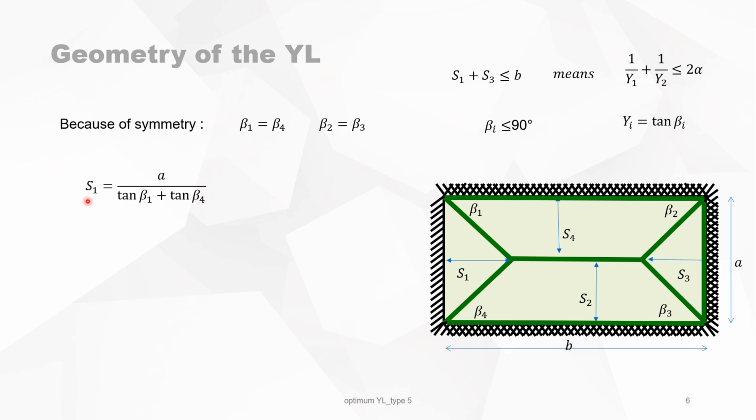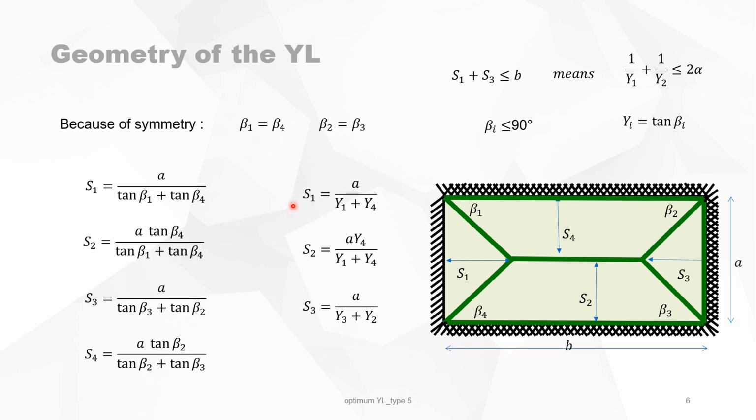So now what do we have? We have the formula that we have seen on the previous slide. We fill in the symmetric conditions, and we find S1 is A divided by Y1 plus Y4. So we continue. This is still a general formulation, but on the next slide we will see it together with those conditions, what will happen.